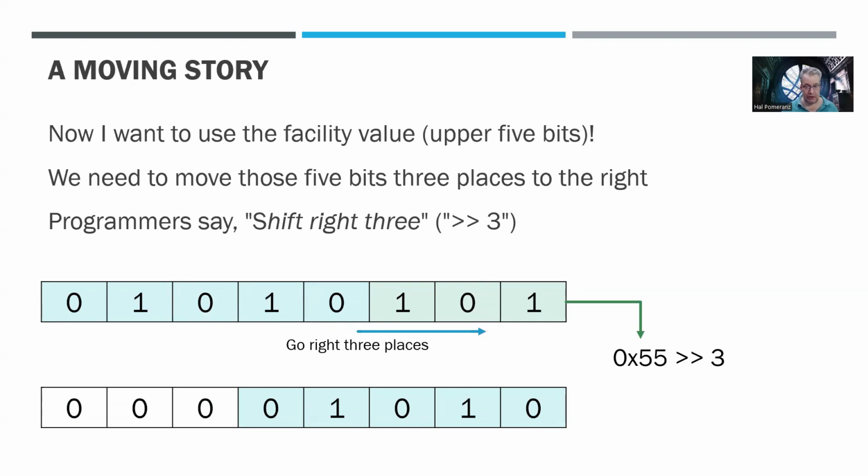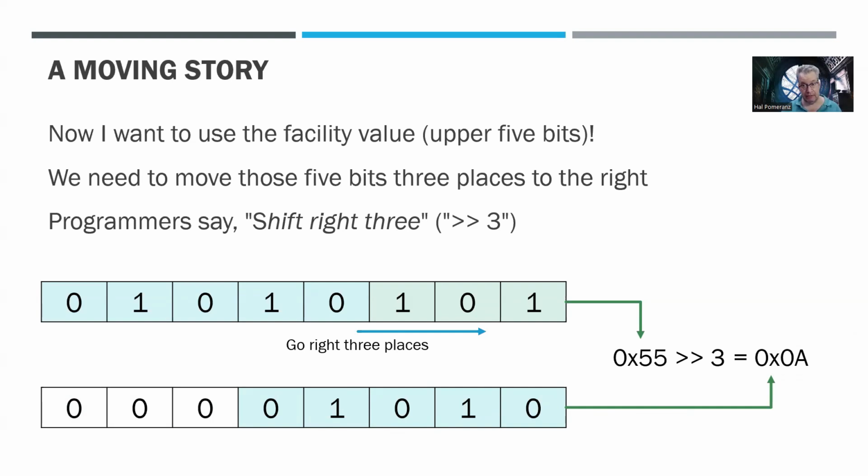We shift right 3, right? So the arrows are pointing to the right, and we're going to go 3 places. And the result is this byte here with just the facility value, which is hex 10. A, right? Okay. So again, that's how you'd see it in a programming language. Original byte, shift right 3. The result is whatever it is.